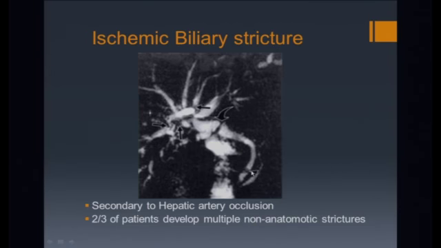And this is the sequela of hepatic artery occlusion. The biliary tree epithelium will slough off, and 2/3 of patients will develop multiple non-anastomotic strictures, as you can see on this MRCP image. You have multiple areas of focal dilatation and stricturing within the biliary tree, and linear membranes running across the bile ducts, which are caused by sloughed biliary epithelium. And these patients would usually need biliary stenting to achieve appropriate biliary drainage.